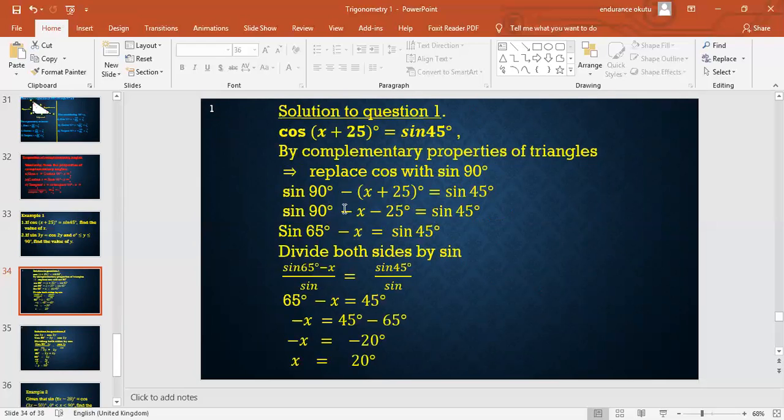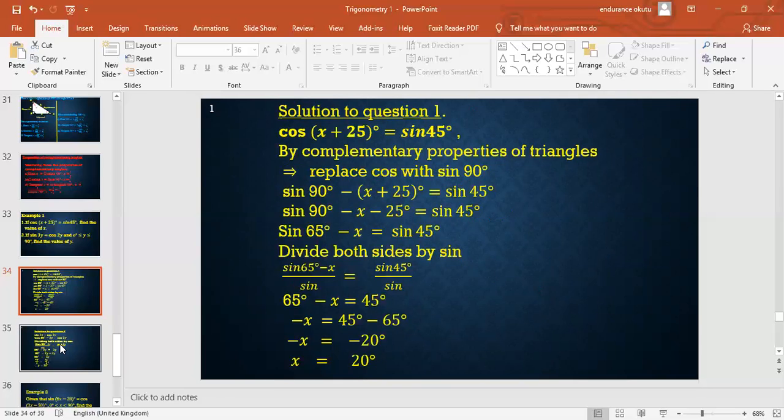Now, when we simplify, 90 degrees minus 25 degrees will give us 65 degrees minus x equal to sine 45 degrees. So when we divide both sides by sine, sine and sine cancel each other. So we now have 65 degrees minus x equal to 45. Collecting like terms, we have minus x is equal to 45 degrees minus 65, which equals minus 20 degrees. So we can divide both sides by what? Minus 1. So what will x be now? x is equal to 20 degrees.